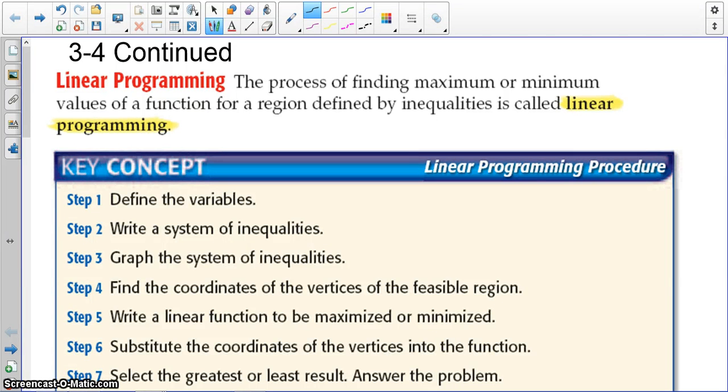Time for everybody's favorite thing, word problems. All the things we've been doing this week, all the graphing inequalities, the plugging, figuring out what the vertices are, plugging them into a linear function of two variables, all those are leading up to this linear programming. They're always word problems, but they really are all the same.